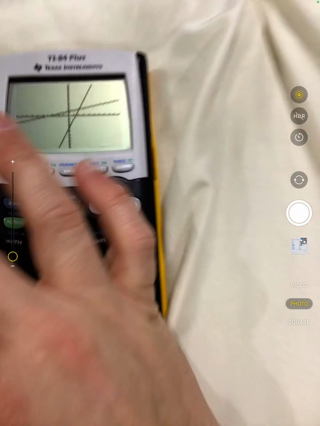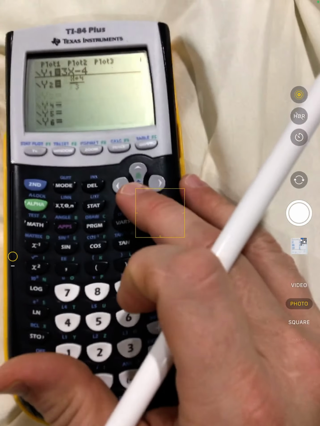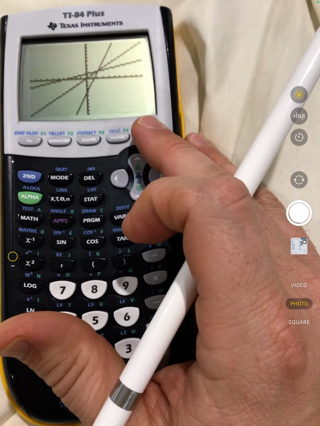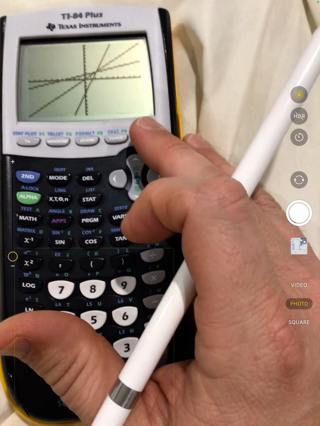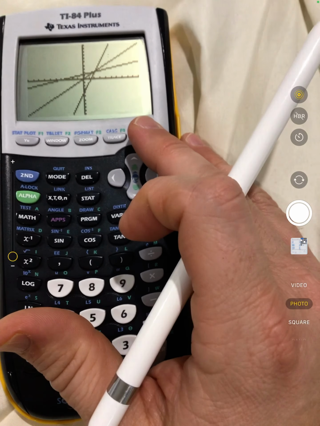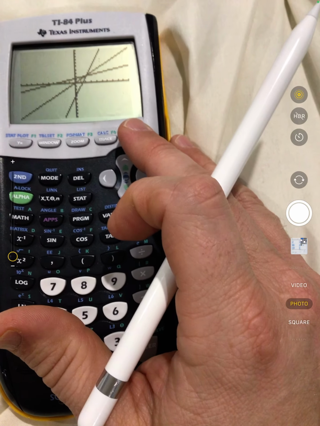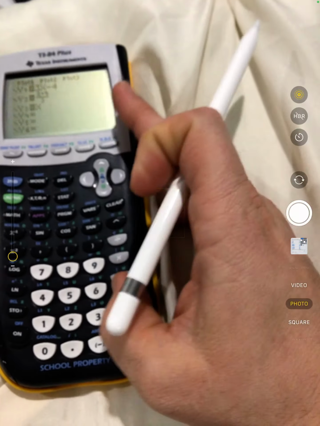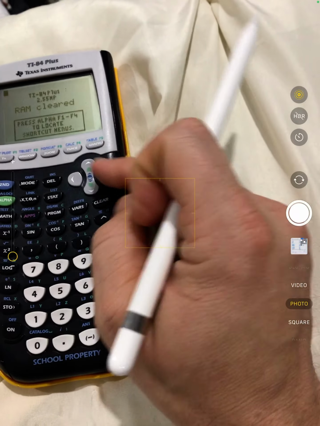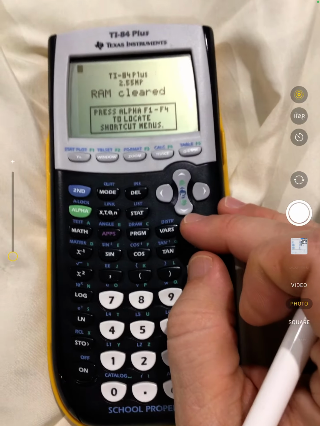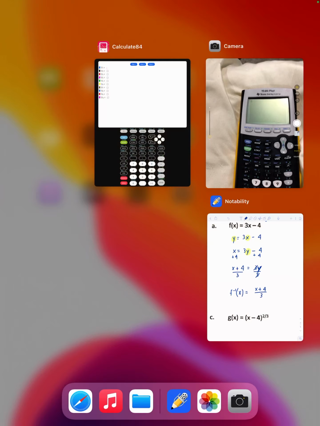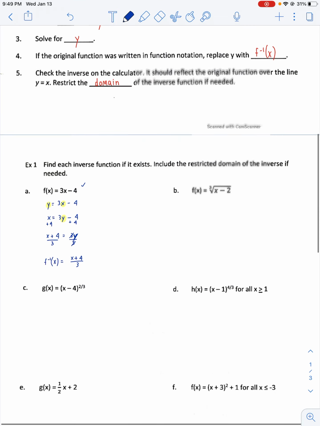So if I were to do a third graph, and I know it's getting a little out of control, but I want you to notice, see how that line cuts right through the middle of those two graphs? It is a perfect reflection. So sure enough, I know that I did all this right because that fits the characteristic of an inverse. It reflects over the line y equals x. Let's go back to our notes.